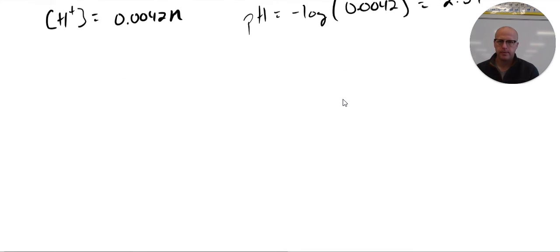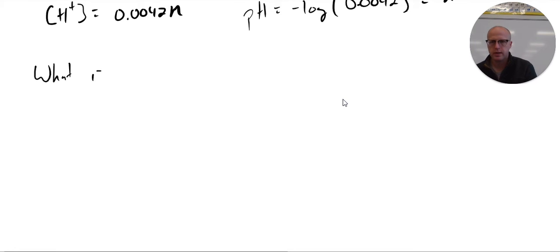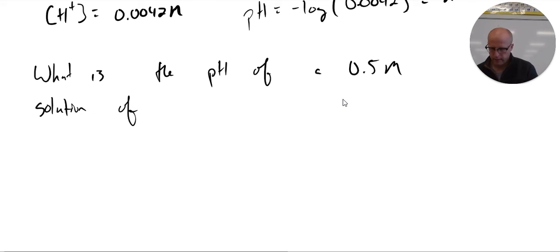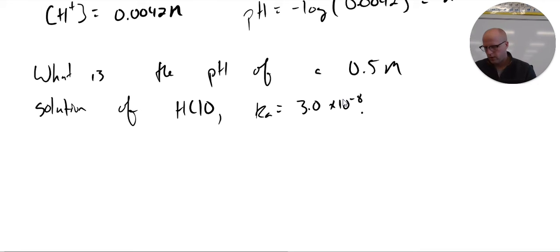Let's do another practice problem here. Let's determine the pH of a 0.5 molar solution of hypochlorous acid. Hypochlorous acid has the formula HClO, and its Ka is equal to 3.0 times 10 to the negative 8th. All right, so right here we have 3.0 times 10 to the negative 8th. That's a really rather small K.